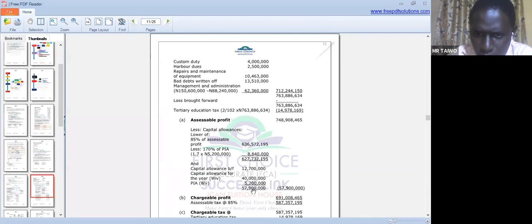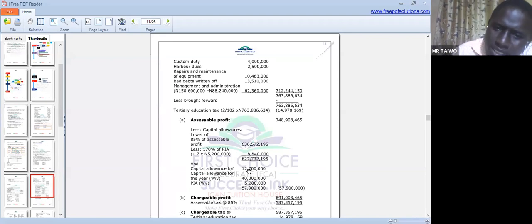Now, if this is the A and this is the B, according to personal profit tax, you take the lower of these two, the lower, not the higher. If you put higher there, it means that they won't even pay anything in tax. The lower happens to be 7,900,000. That's what you will remove as capital allowance. I hope you understand what I'm saying. That's what you remove as capital allowance.